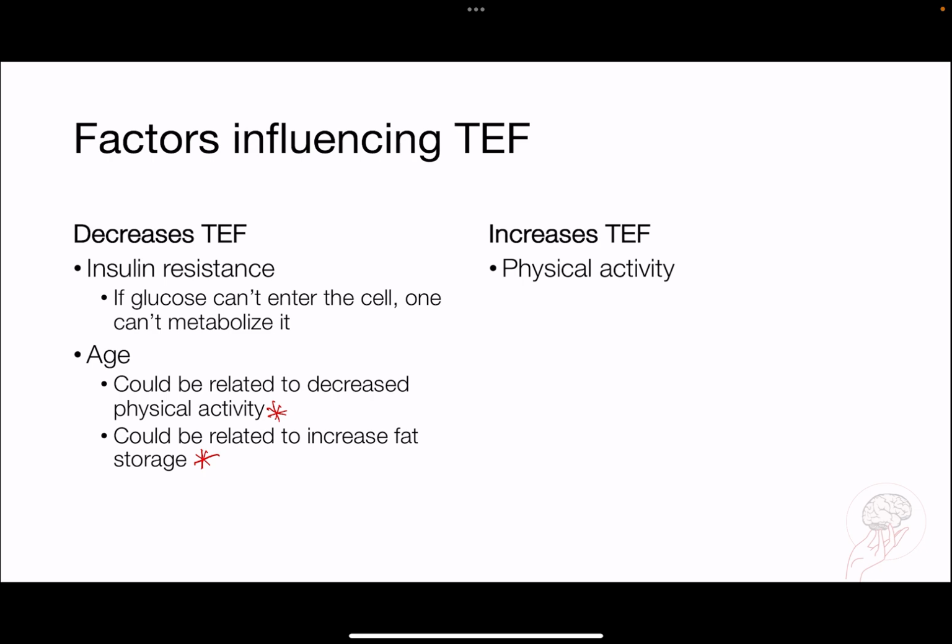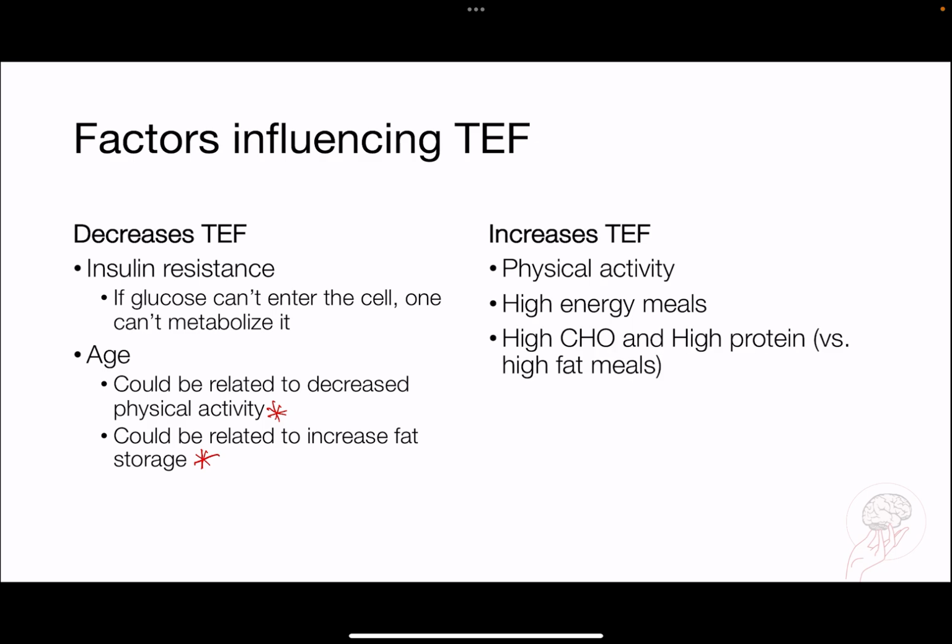We know that physical activity increases the thermic effect of food, and high energy meals increase the thermic effect of food, especially high CHO and high protein compared to high fat. That makes sense, right? Because these two require more energy. High fiber increases the thermic effect of food.